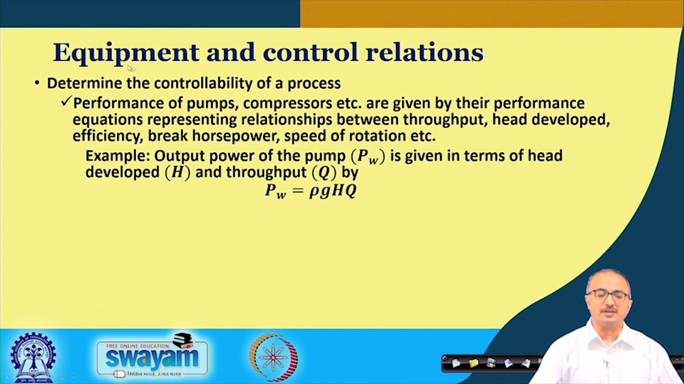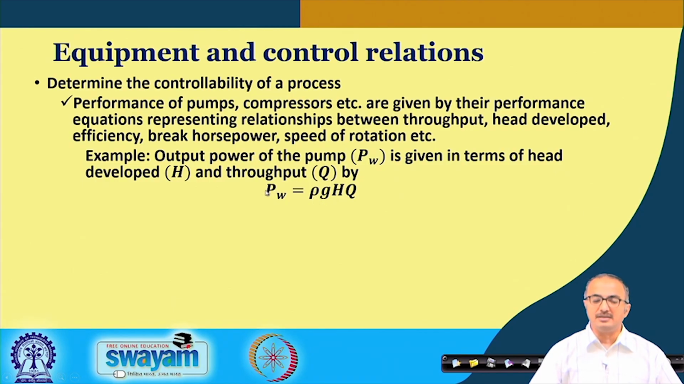One thing is for the equipment. For example, performance of pumps and compressors is given by their performance equation, representing the relationships between their throughput, the head developed, the efficiency, brake horsepower, speed of rotation, etc. These are the relationships for a given pump or compressor, and these can be found in any standard fluid mechanics book, in the fluid moving machinery chapters. So you will get such an expression to find out the output power of the pump, and this is given in terms of the throughput and the head developed.